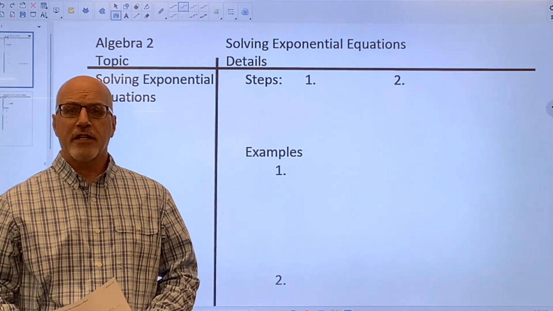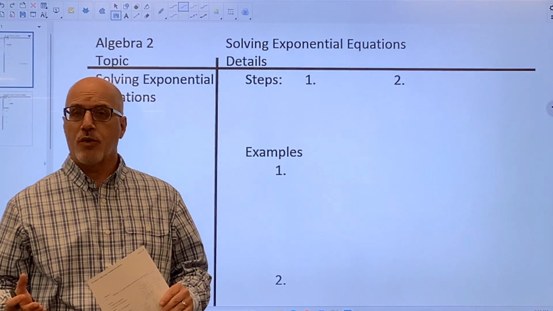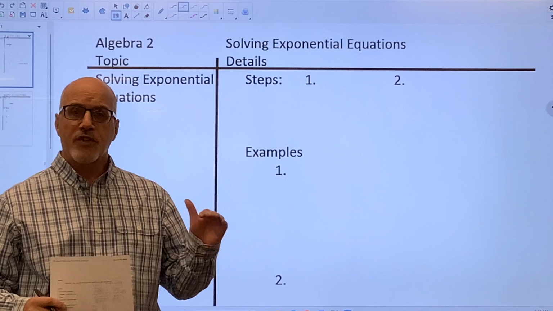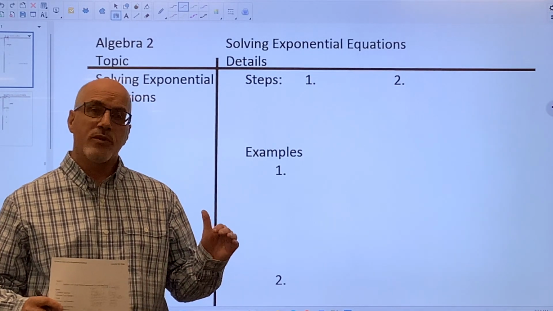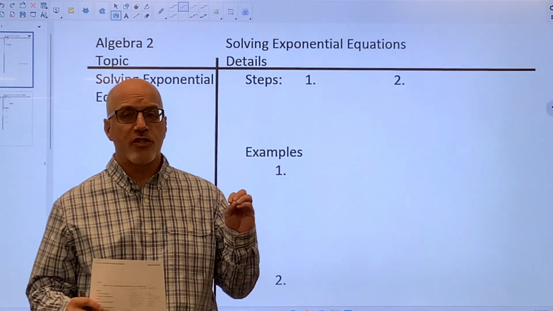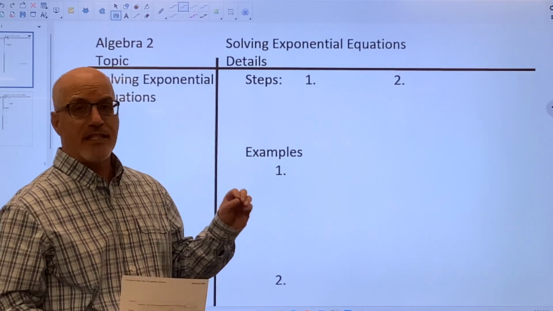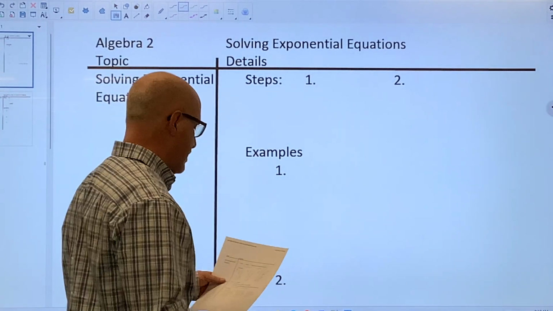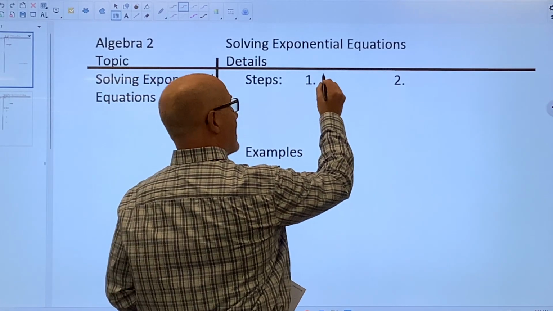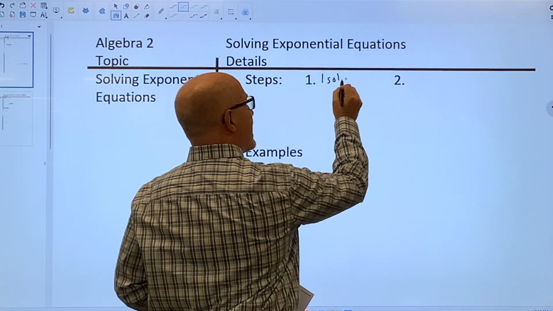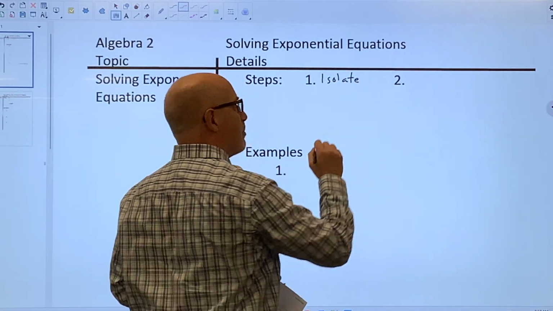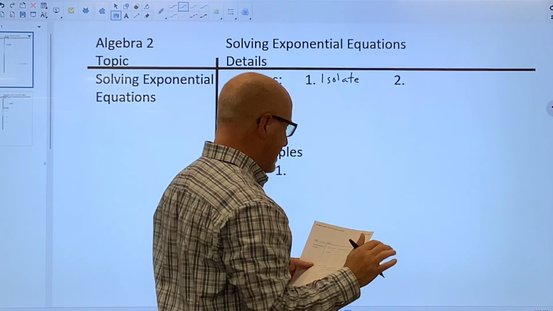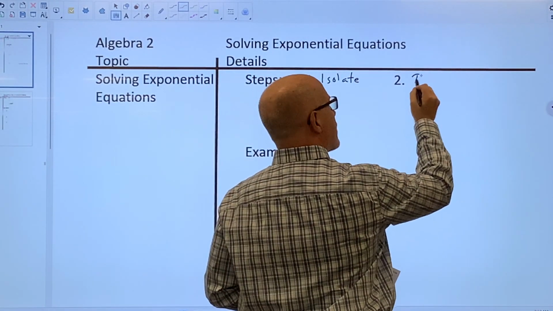In this lesson, our objective is to be able to solve exponential equations. The difference for this video is that we're going to use exponents that are higher than just squaring and then taking the square root. So let's first of all talk about our steps for this. Our first step is to isolate. We want to get the variable term by itself. And then second, you want to raise to the reciprocal power.